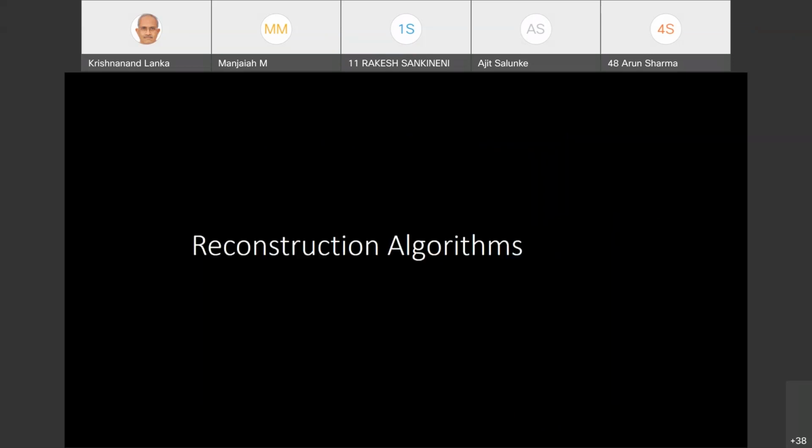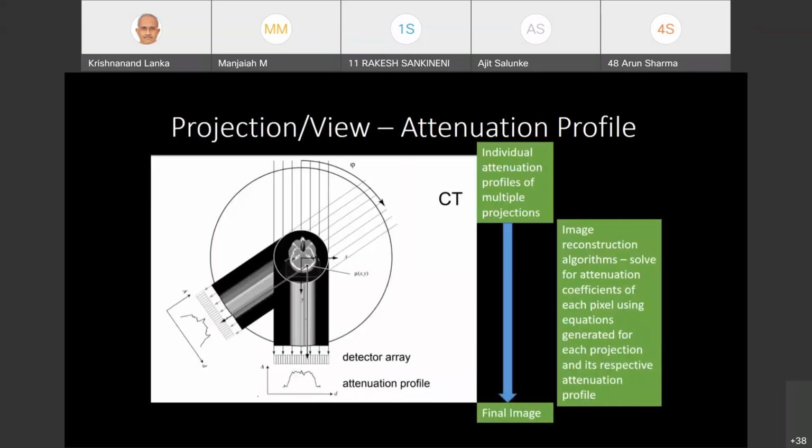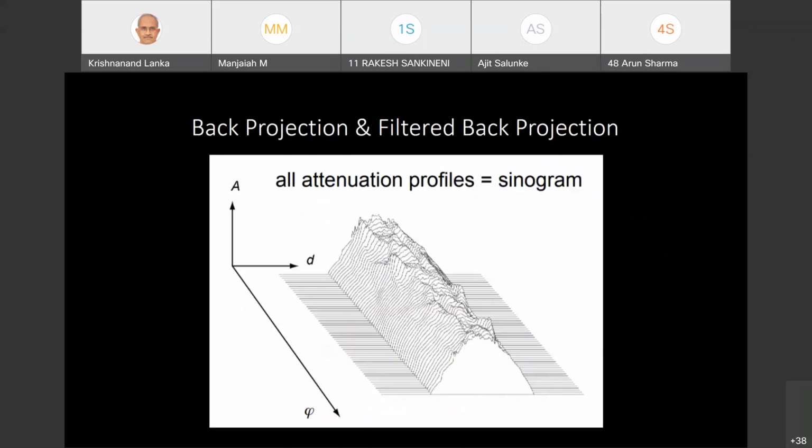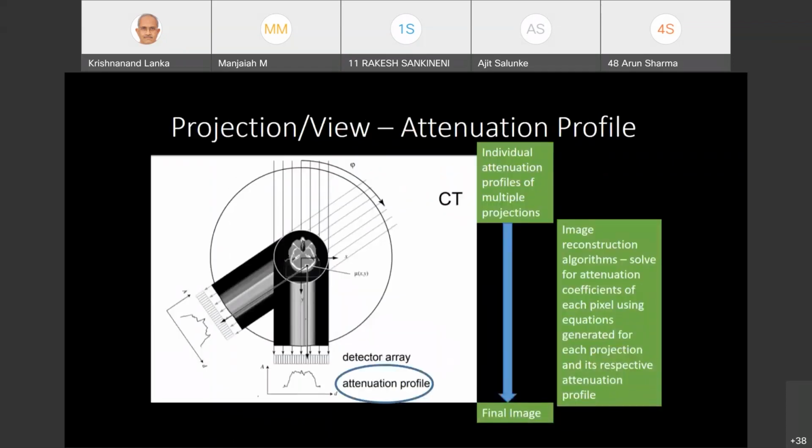Using these reconstruction algorithms, you get an attenuation profile like this, right? All these attenuation profiles together are called a sinogram. So this we got for a single slice. From this single slice, you have to construct the 2D image of the slice. For this, they use a lot of image reconstruction algorithms.